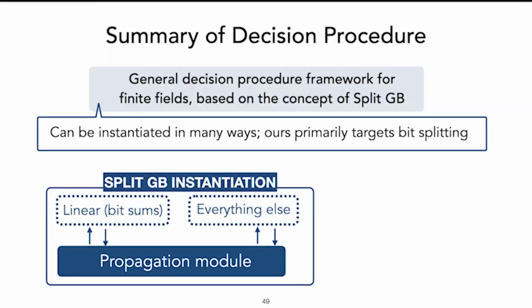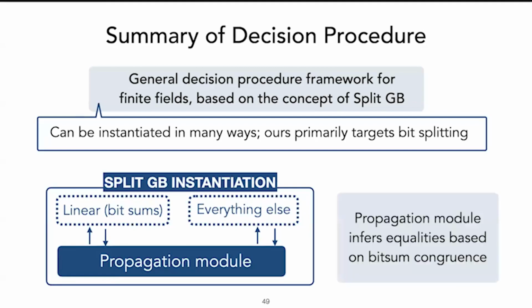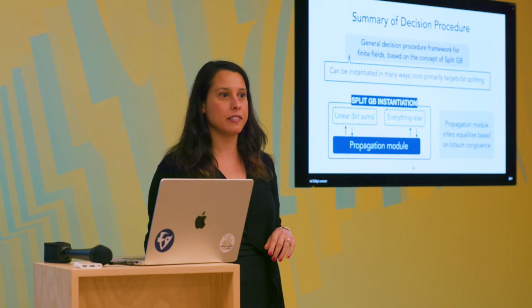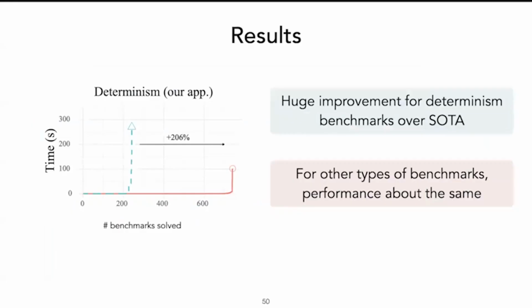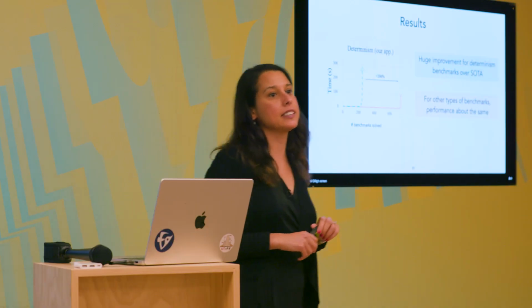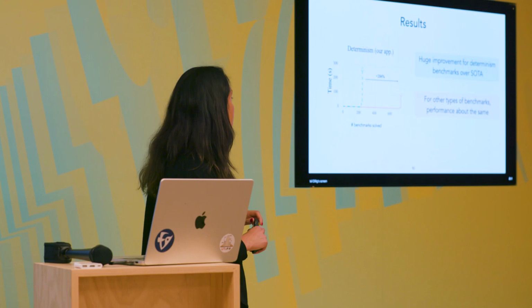So in our specific instantiation of this algorithm, we separate the constraint into two parts. We have the linear part, which does include the bit sums because those are linear, and we have everything else. Then the propagation module essentially focuses on inferring equalities based on bit sum congruence. So it's very tailored towards that observation I made at the beginning. And the key result is what I showed you at the very beginning. If you look at satisfiability queries about determinism, this technique makes a huge improvement. You can answer 3 times as many satisfiability queries as compared to the prior state of the art.